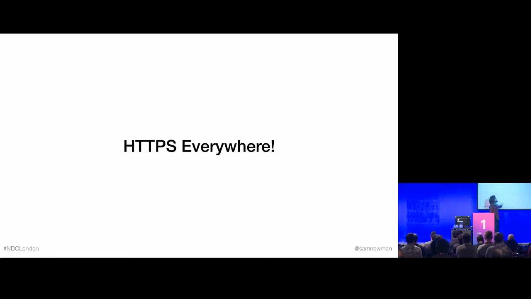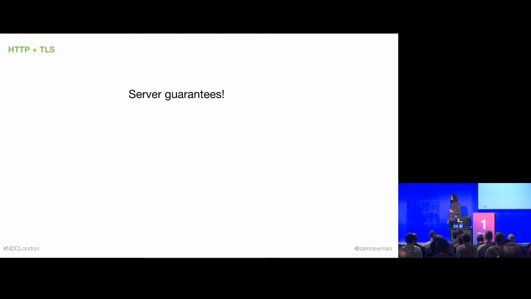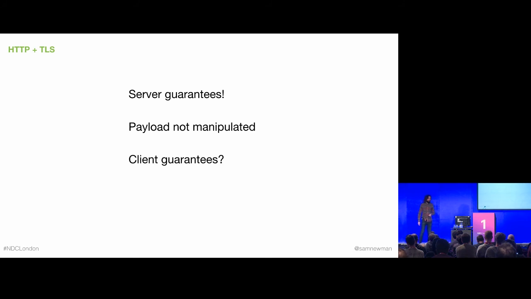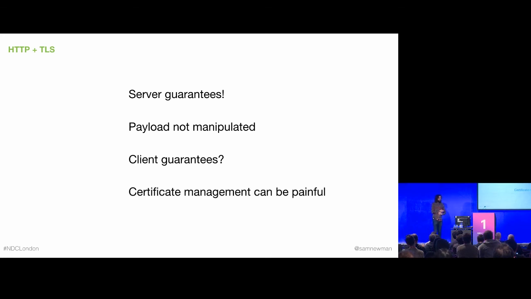So if we start with something like HTTPS everywhere, which is now very easy to do, and obviously we talk about it a lot on the public internet, it does have some value, though, within your perimeter. It gives you server guarantees, so that stops that impersonation of endpoints. You get some guarantees that your payloads have not been manipulated, which is good. By itself, if we're just talking about server-side certificates, you're not going to get client guarantees. And historically, people complain to me that certificate management can be painful.